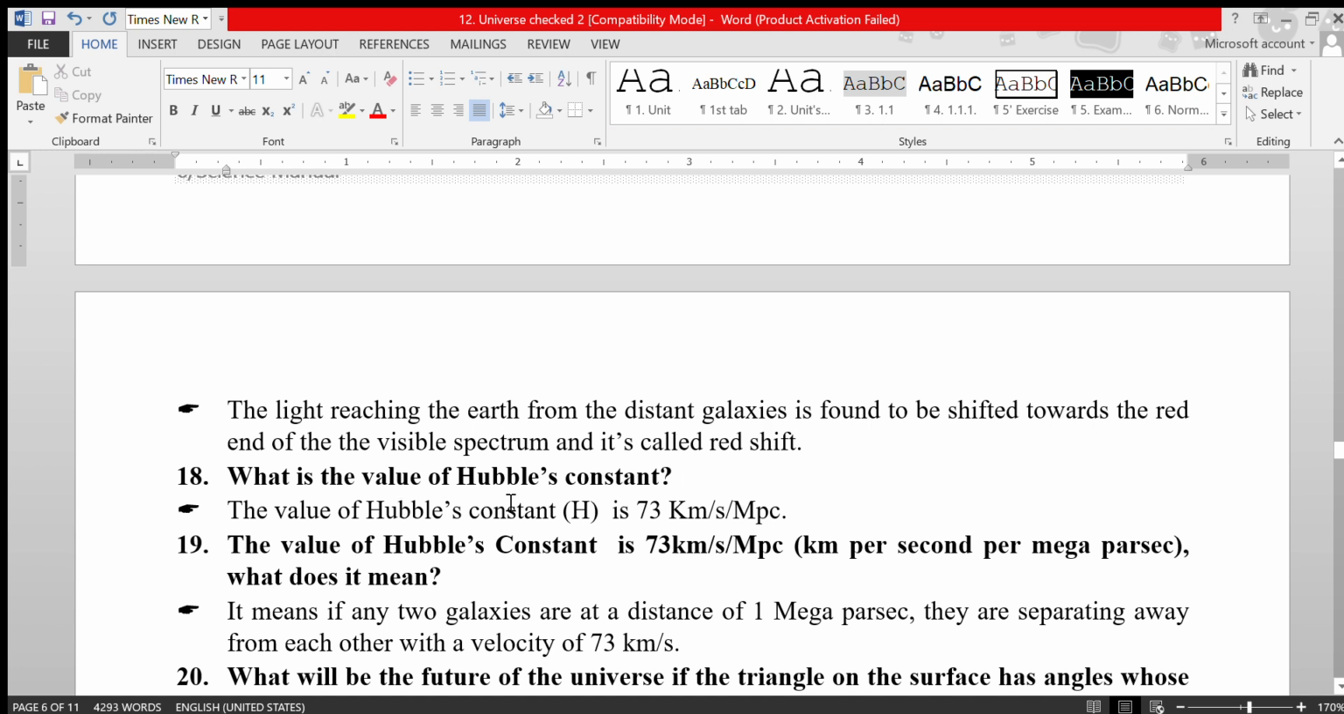What is the value of Hubble constant? 73 km per second per megaparsec. What does it mean? It means if any two galaxies are at distance 1 megaparsec, they are separating from each other at 73 km per second.